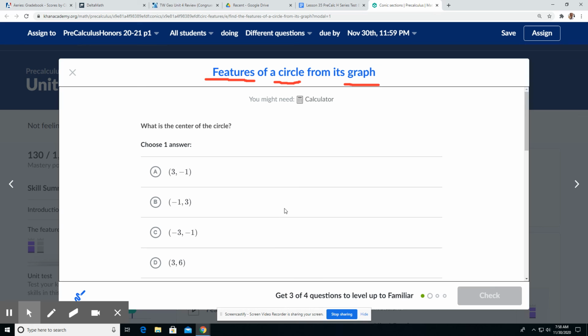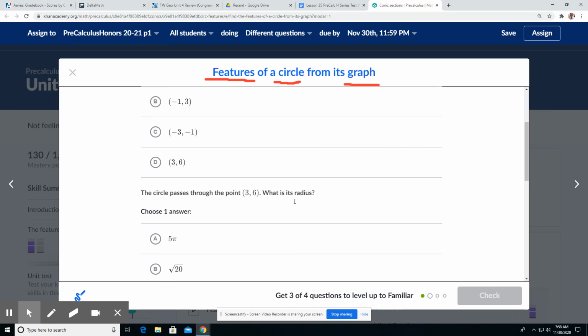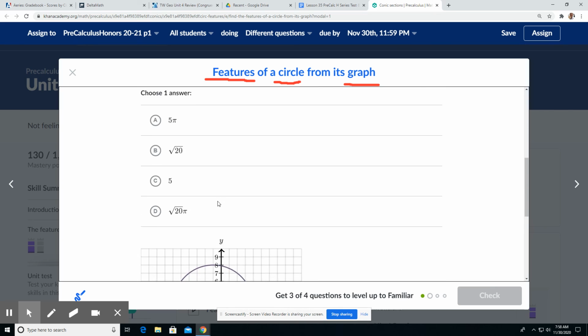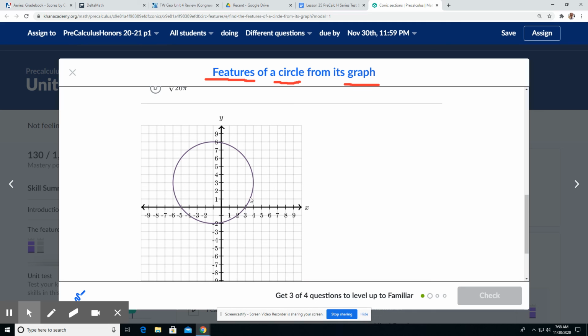All right, what is the center of the circle? It passes through this point. What's the radius? And it looks like everything is exactly the same kind of problem. Good luck.